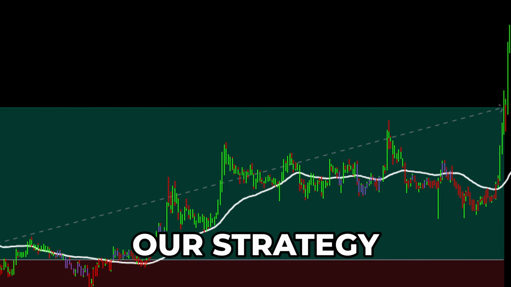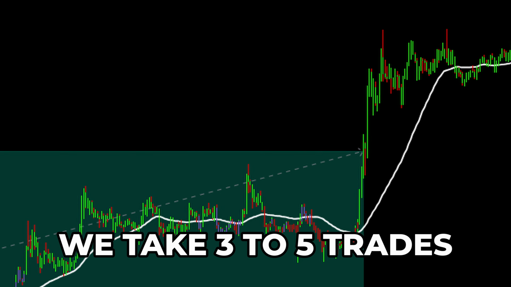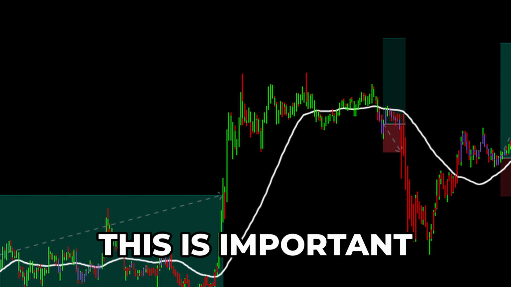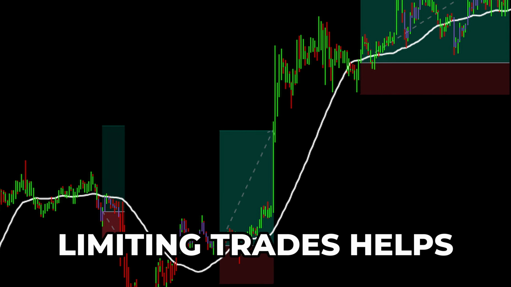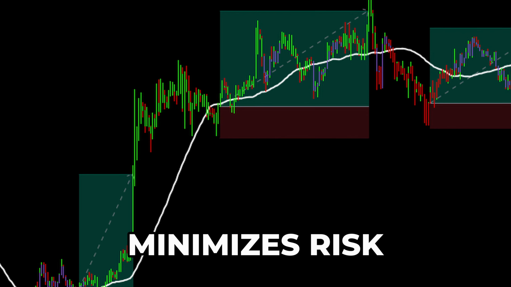For the last tip of our strategy, remember this: only take 3 to 5 trades in the same direction. This is important because markets often pause after a significant move in one direction. Limiting trades helps capitalize on strong moves and minimizes risk.